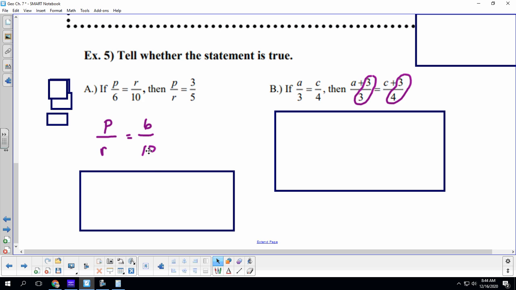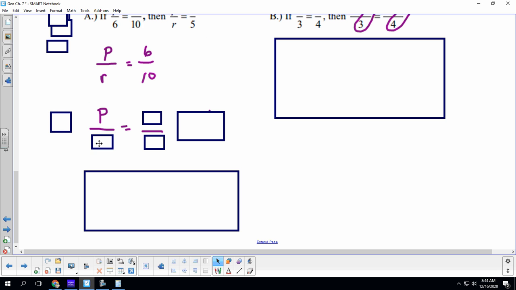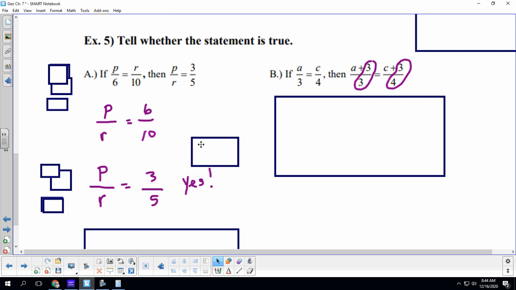Let's reduce 6/10 down. Six divided by 2 is 3. 10 divided by 2 is 5. Yes, P over R does equal 3/5. All right, let's take a look at B.